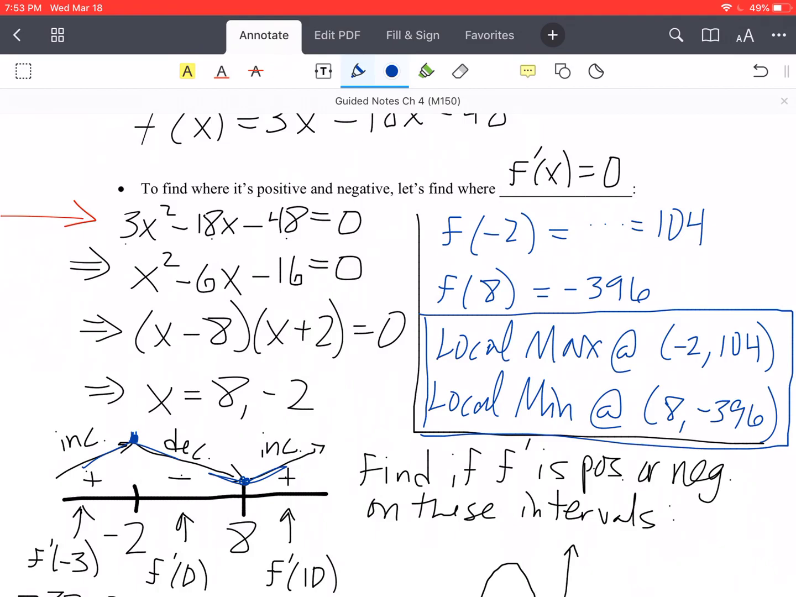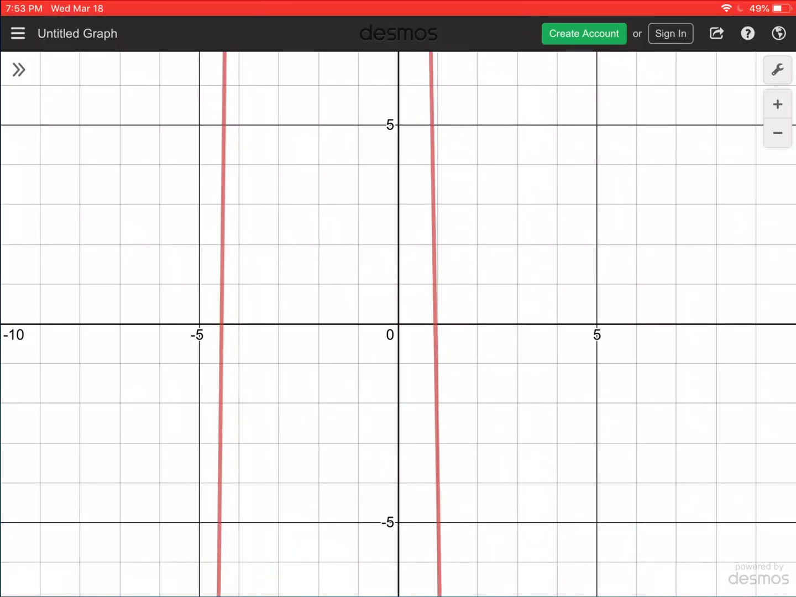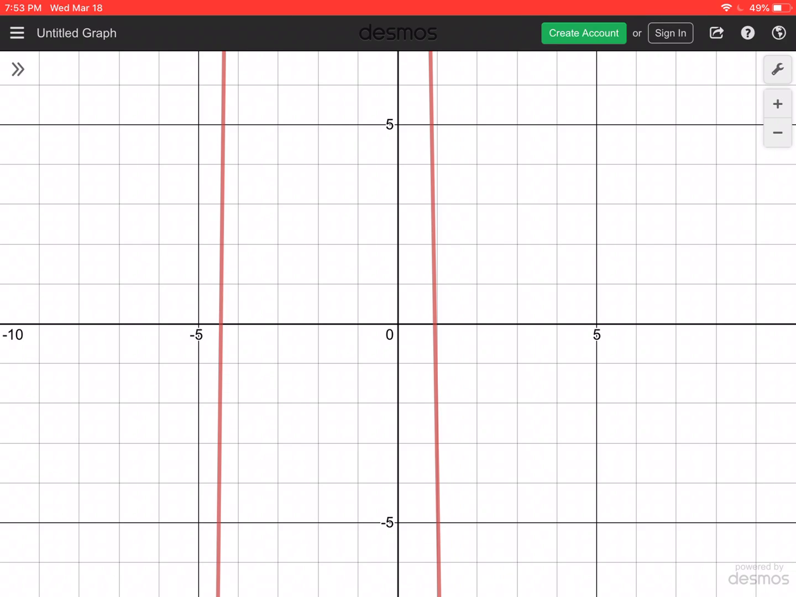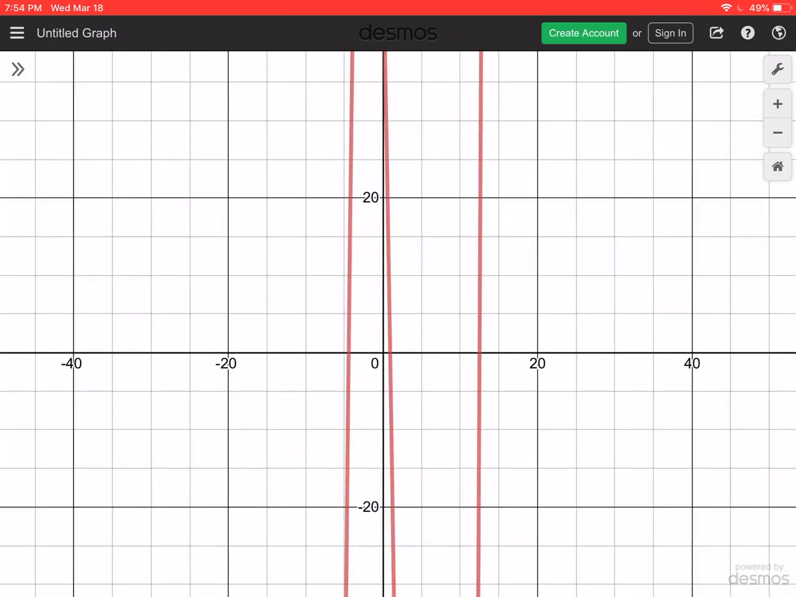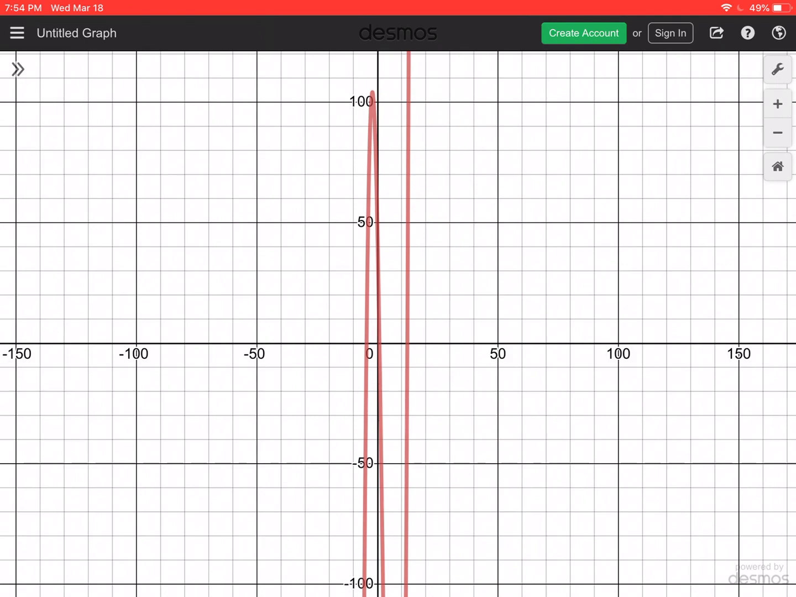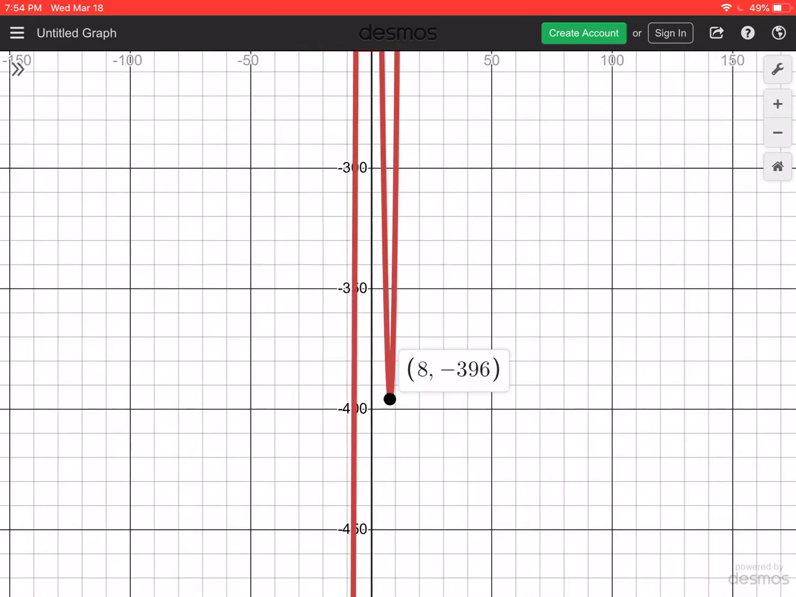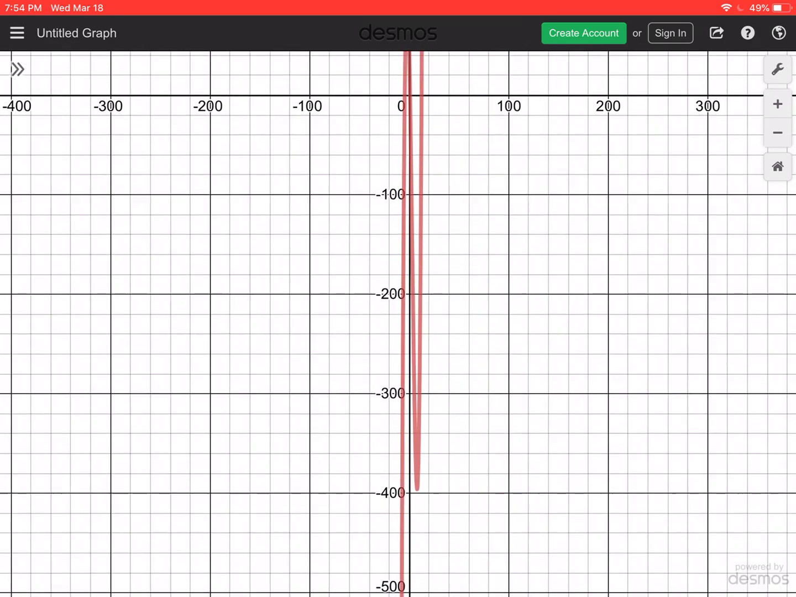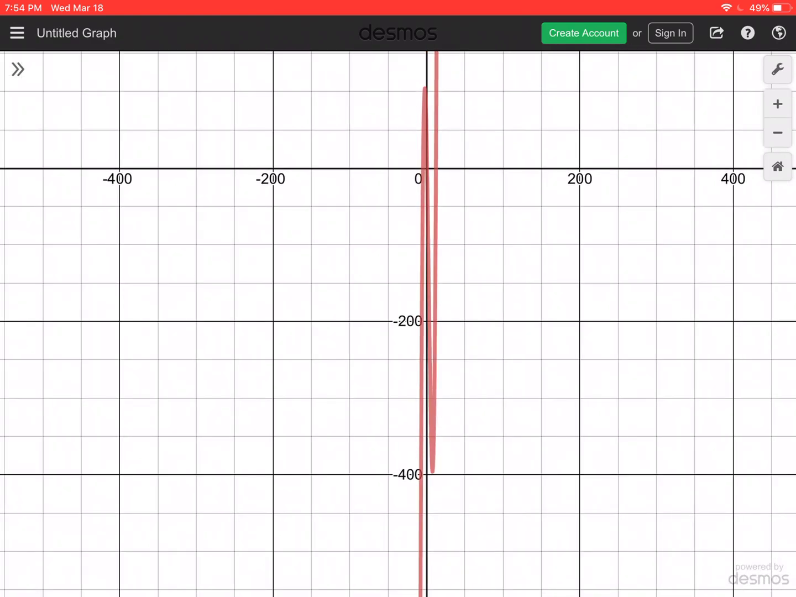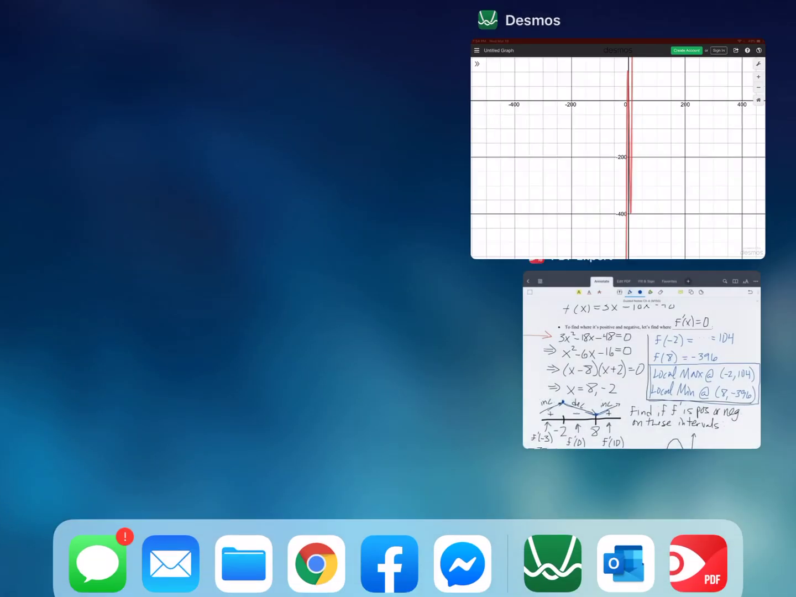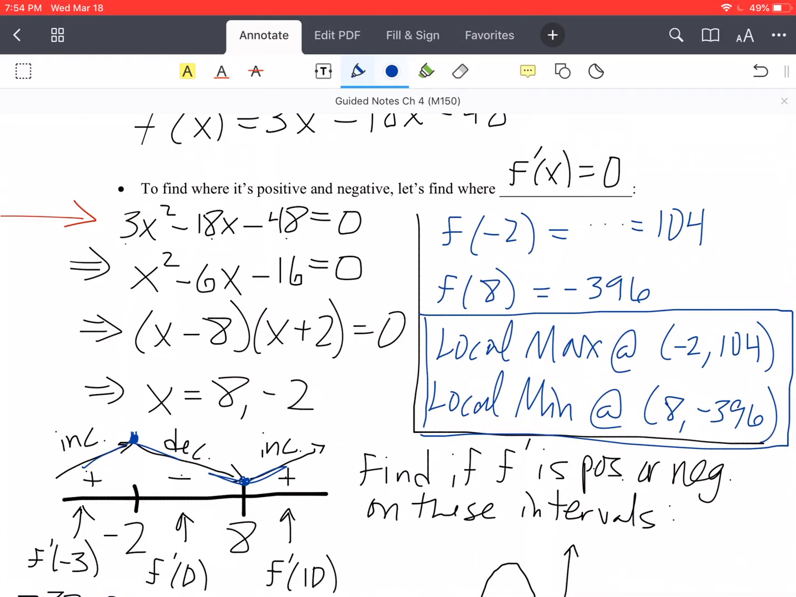Now if we look on Desmos, if I zoom this out a bit, Desmos actually can tell us what the max and mins are. And you see the max is -2, 104, and the min way down here is 8, -396. Okay, so that's our function. Get used to this function. We're going to be working with it for a while here. But that's our local max and our local minimum value.